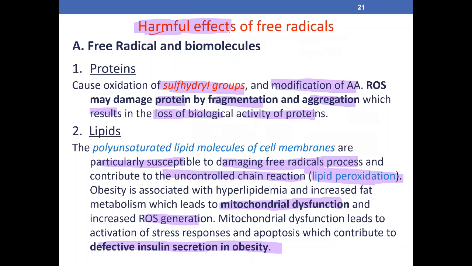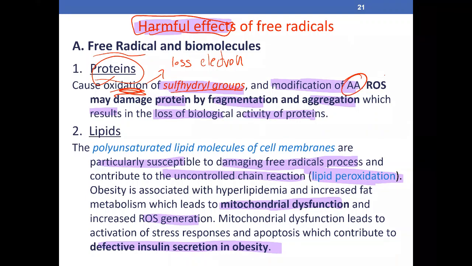So why are they harmful? We've been discussing why they're generated and how they're dealt with, but how do they harm you? In proteins, they cause oxidation of the sulfhydryl groups. Oxidation, remember, is a loss of electrons. So these lose their electrons, and this leads to modification of amino acids. All of this results in fragmentation of proteins and loss of function. So proteins lose their function.